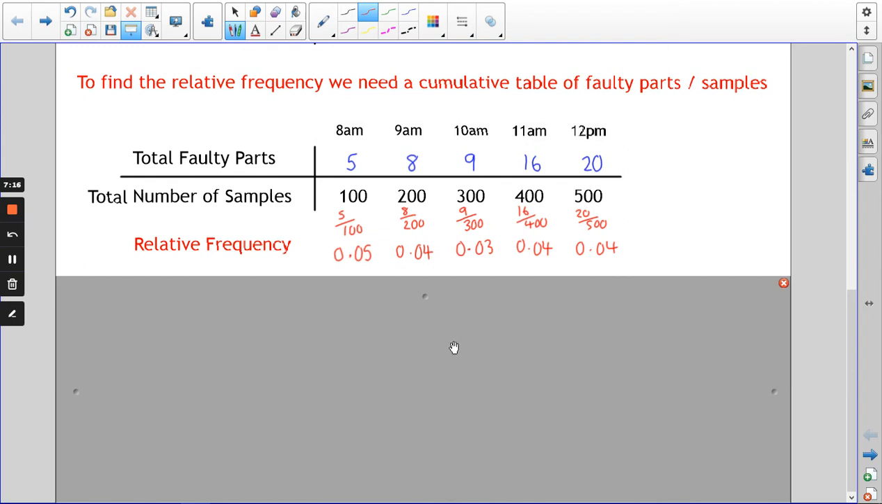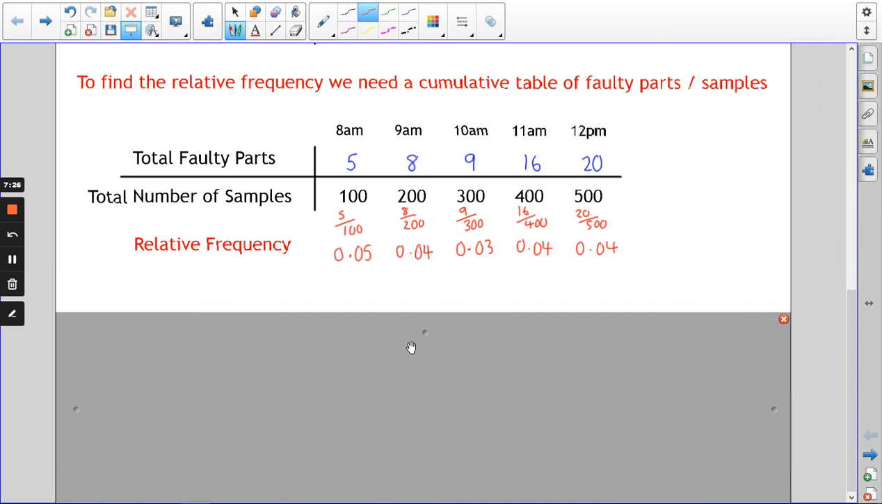We started off at a 5% sort of faulty rate. We were down as low as 3% somewhere by the middle of the morning, but then we came up and we settled on 4%. Okay, 0.04. But I say them as percentages because it makes it easier to explain what these values mean, and it helps me later on when I want to do some calculations.